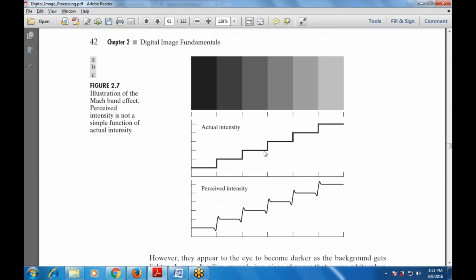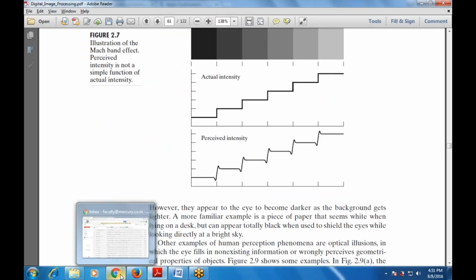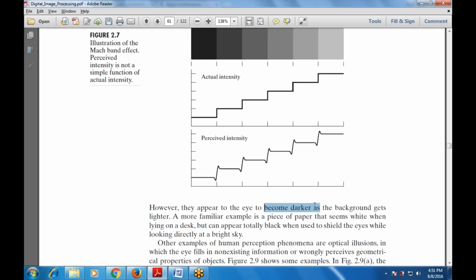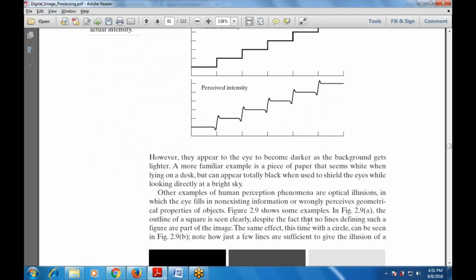This is a square that has the same intensity. This is the zigzag that appears to the eye to become darker as the background gets lighter. For example, in layman's terms, take a piece of paper that seems white when lying on a desk but can appear totally black when used to shield the eyes while looking directly at a bright sky.